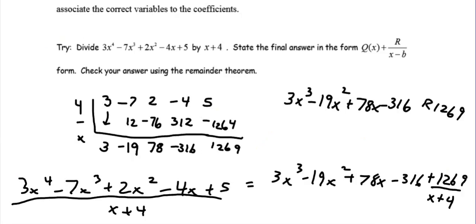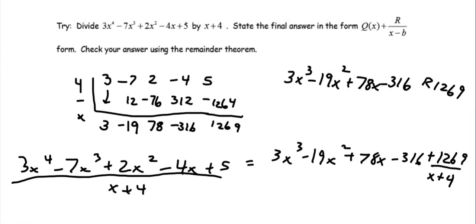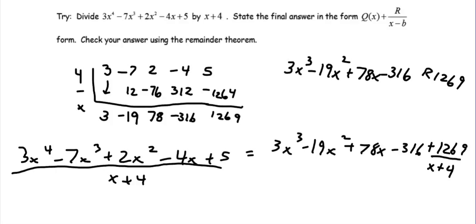Is there a way we could check that? Because that's pretty nasty. Any ideas? Anybody? How about what it says here? Check your answer using the remainder theorem. So, on a test, if we get funny looking numbers like this, we could check just to see if we get the same remainder, because if we didn't, of course, that's a huge red flag. So let's go ahead and use the remainder theorem.